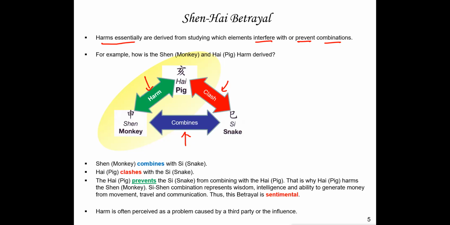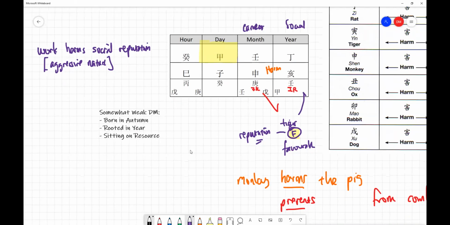Therefore, we want to know who is harming who. So we need to see who is harming who. Harm is often a problem caused by a third party, especially when it is visiting. Understand, a harm is always between a clash and a combination, because it means that you clash the element that wants to combine.